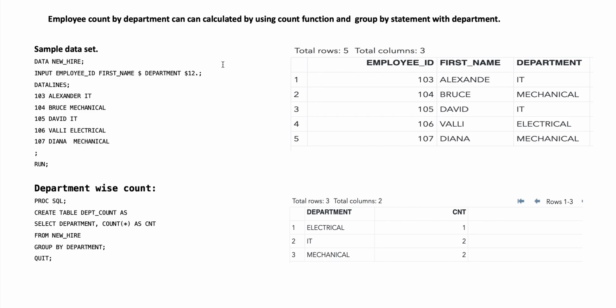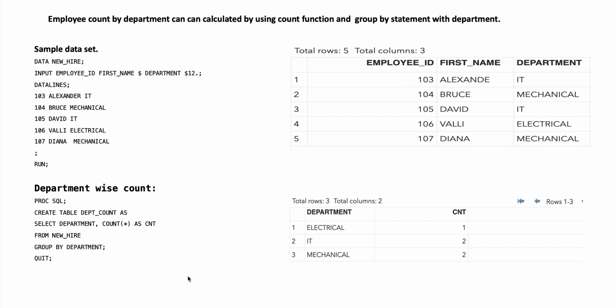To explain this question, we have two sets of code. The first set of code creates data. The second set of code counts the number of employees per department. From the first set of code, the dataset name is new hire. It has three variables: employee ID, first name, department, and it has 5 rows. When we run the first set of code, we get the result as shown on the right side of the window. The first table represents the result. It has 3 variables and 5 rows.